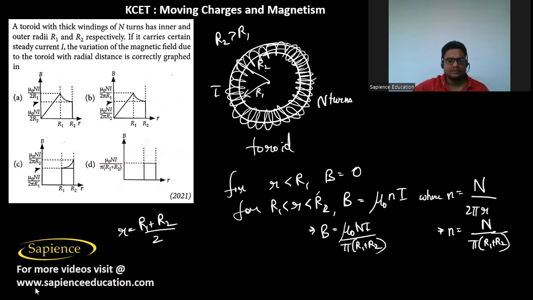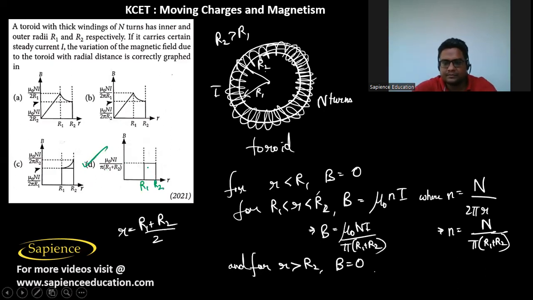And for R greater than R2, the magnetic field will be 0. So the graph will be somewhat like option D, but here we should write R1 and R2. Then option D is the correct answer.